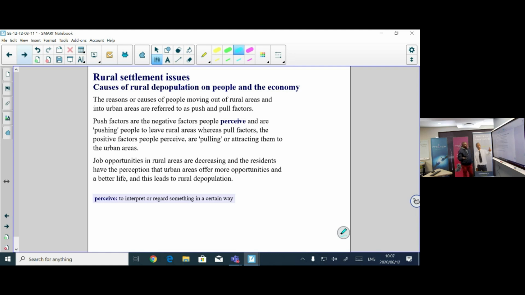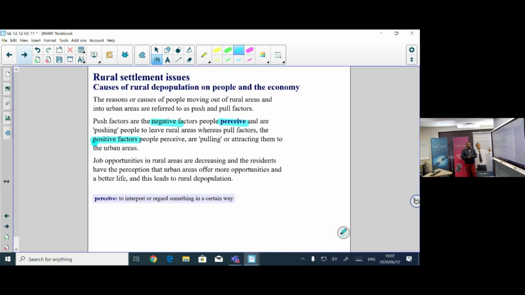The reasons or causes of people moving out of rural areas and into urban areas are referred to as push and pull factors. Push factors are the negative factors people perceive. So when we say perceive, we mean what people understand, and these are pushing people to leave rural areas, whereas pull factors are the positive factors. These positive factors are the ones that pull or attract people to the urban areas.